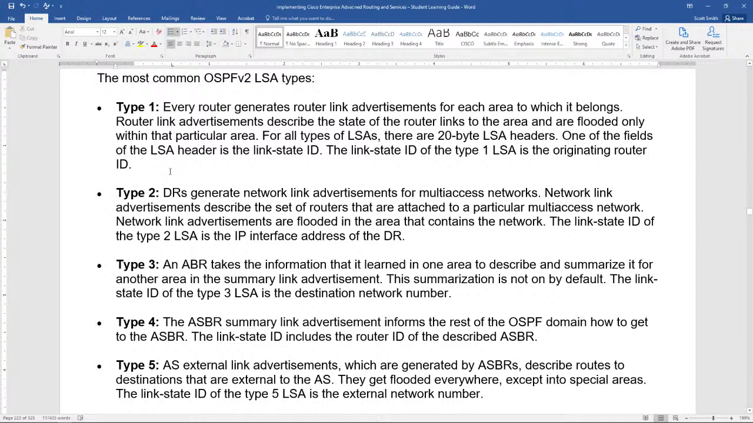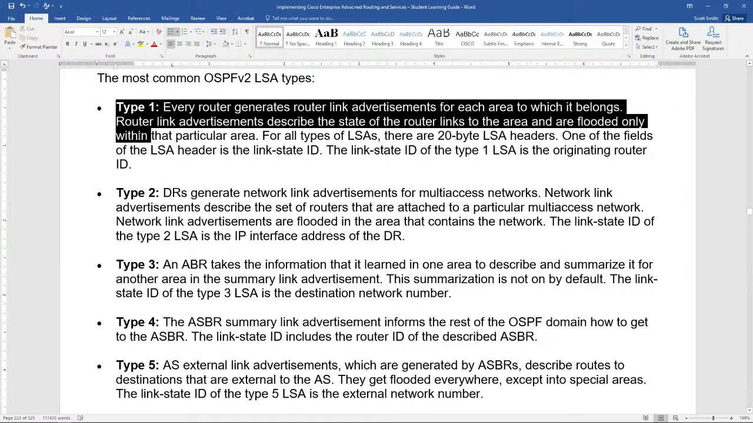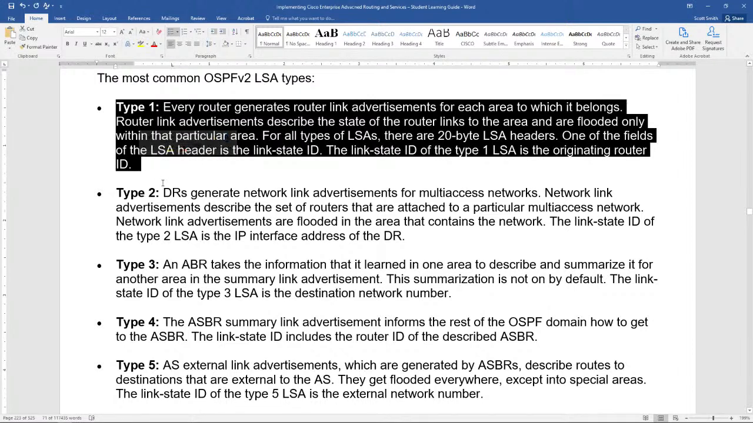So let's start with a type 1 LSA. A type 1 LSA is an LSA that's generated by every single router in OSPF. It's really the most fundamental LSA that you can have in an OSPF network. The type 1 LSA describes the links that are local to that particular router. So these are literally the link state LSAs that allow me to identify what types of networks are attached to my particular router.